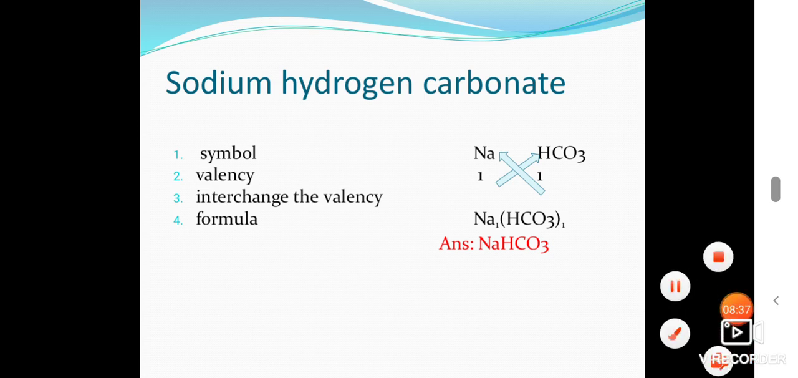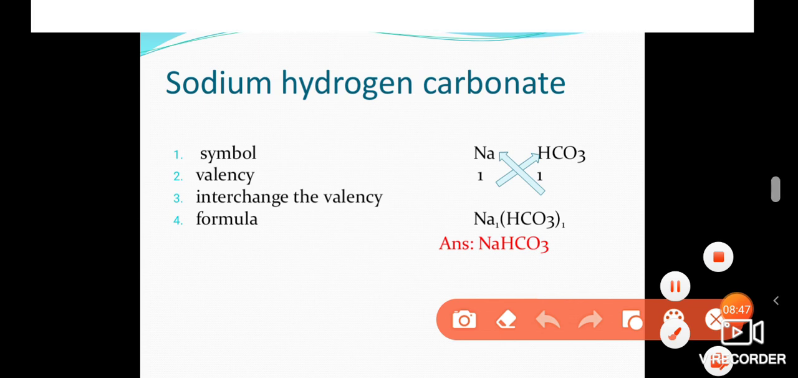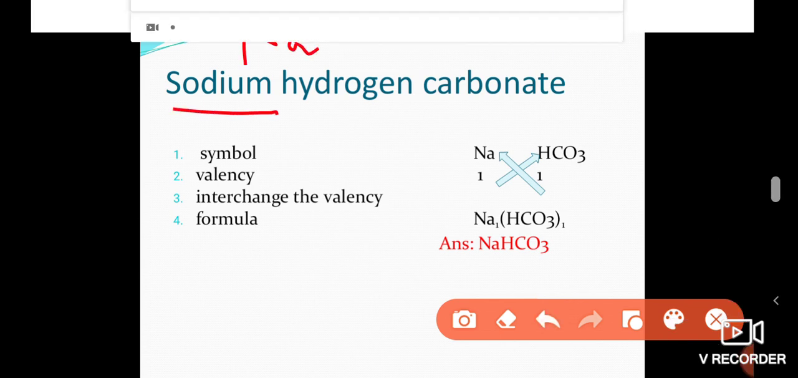Sodium hydrogen carbonate. So what is the symbol for sodium? Na plus, isn't it? The sodium ion is Na plus. Hydrogen carbonate, as we discussed in the previous slide, is HCO3 minus. Okay. Now write the symbols. Na represents sodium. HCO3 represents hydrogen carbonate.